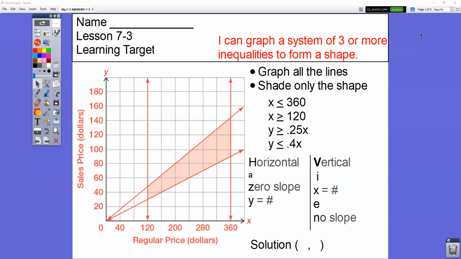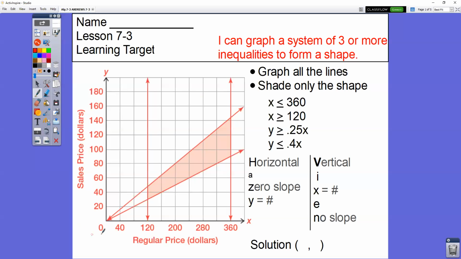It really pays to try and be as neat as possible. Sometimes we get carried away with our shading. I'm going to show you a couple of little strategies to help you out, especially with trying to be neat with your shading. I would recommend using different colors for each one. Some people have done their graphs using the same color for each inequality. I wouldn't recommend doing that for this.